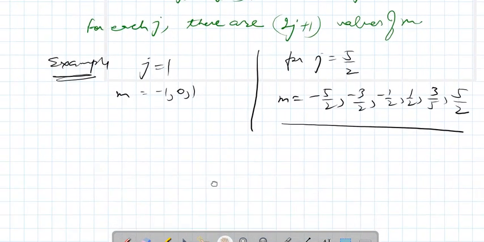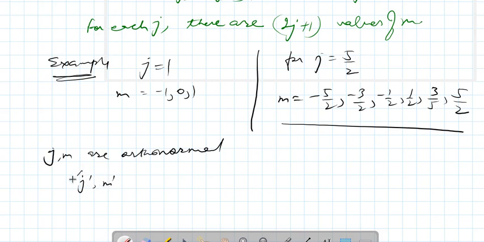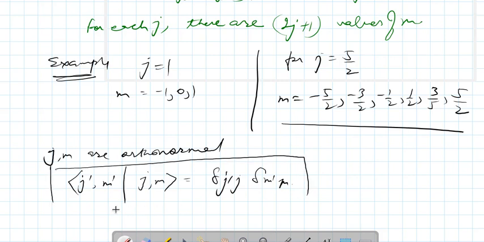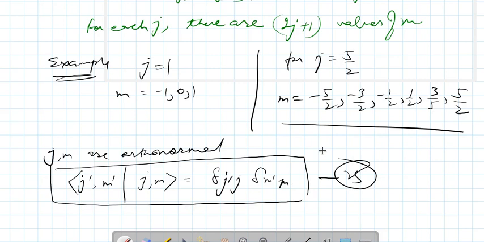Also another thing which we have to keep in mind is that jm states are orthonormal. And what does that mean? That means that j prime m prime with jm is equal to delta j prime j and delta m prime m. So this is the orthonormality condition which we have to keep in mind. Let me call it as equation number 25.